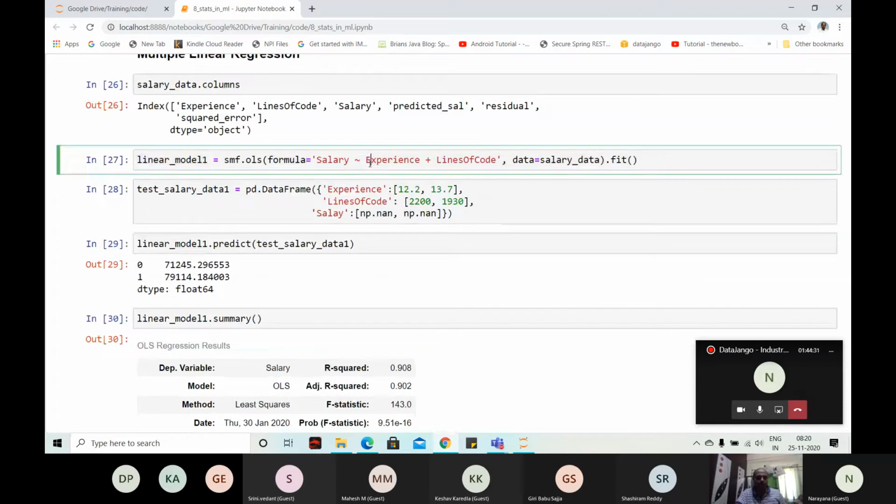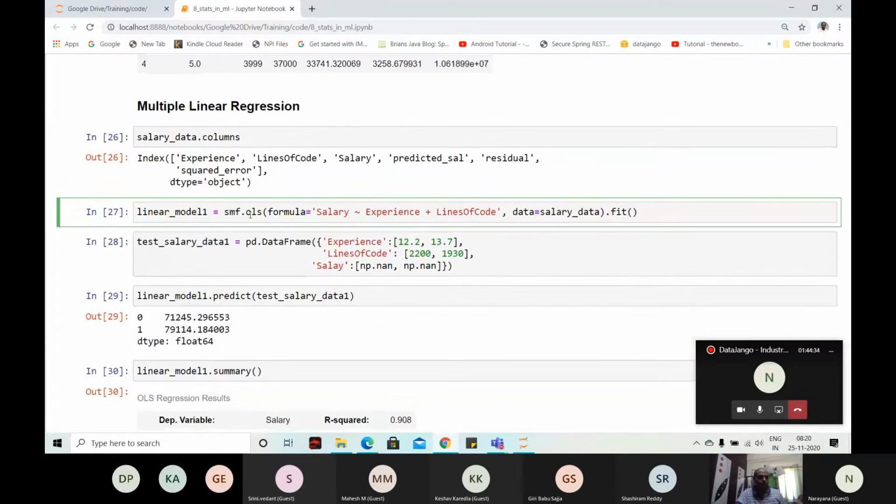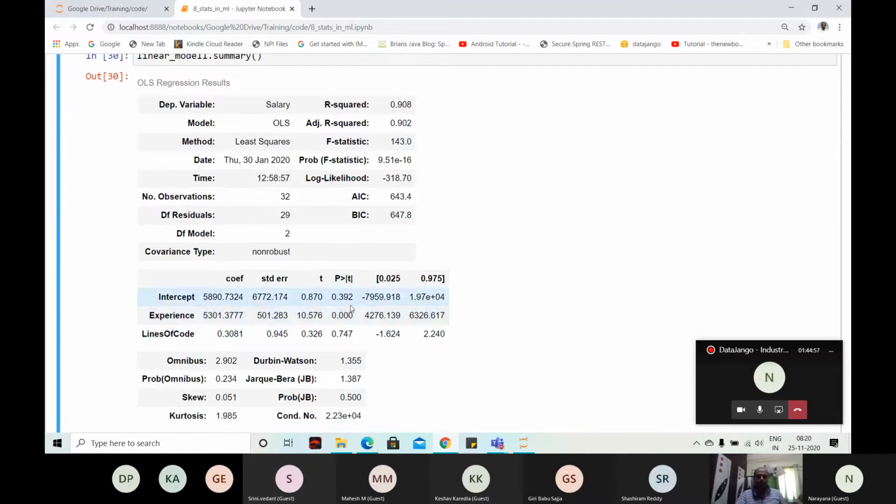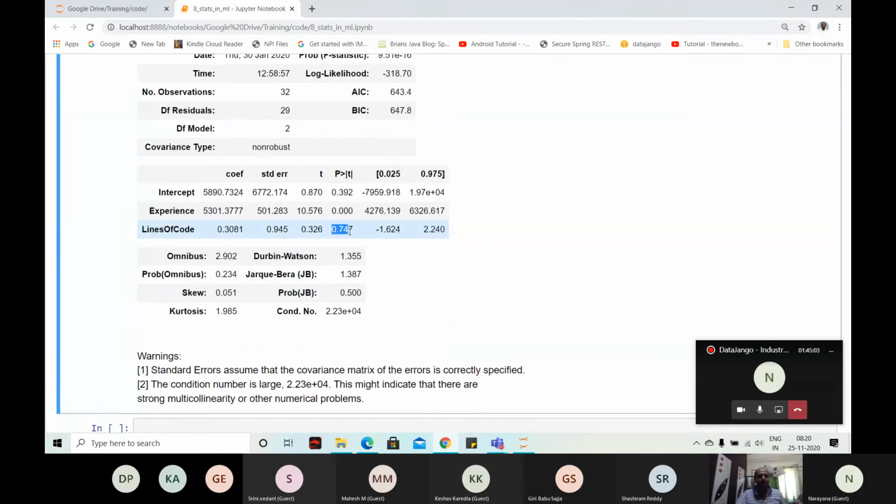When we take multiple inputs to the OLS formula, you need to pass the output value, and the input values are concatenated by plus, and from which data frame it should be taken. Experience plus lines of code, and fit. Again, the same thing. It's going to format the equations, solve all of them at once, and find the coefficients. And again it found the p-value here. See this? The lines of code p-value is 0.7. The intercept's p-value is 0.3.